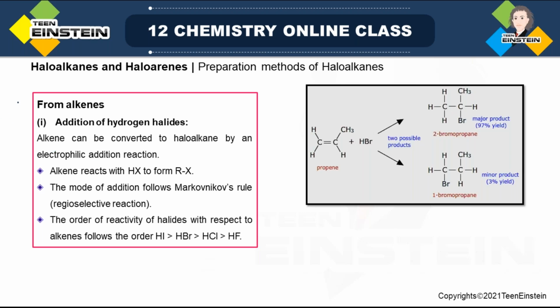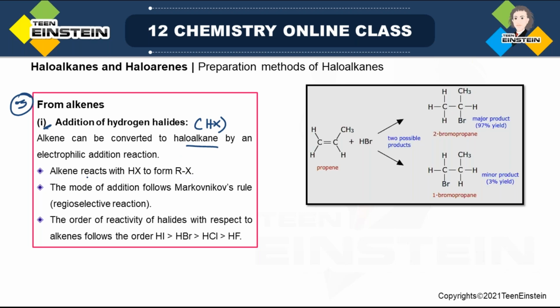Now from alkene, so this is basically the number 3 method, where the starting material contains a C=C double bond because it is alkene. Under this heading you have some methods. So number 1 is addition of hydrogen halide. Hydrogen halide means HX, it may be HBr, HCl, HI. And the starting material is alkene, so a C=C double bond must be present. Alkene can be converted to haloalkane by an electrophilic addition reaction.